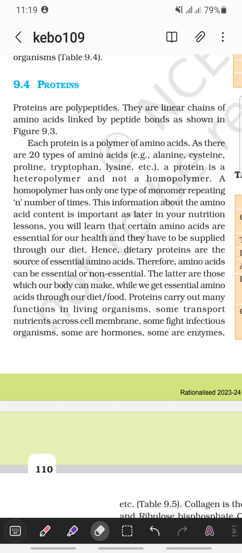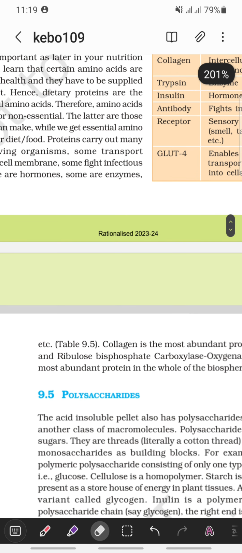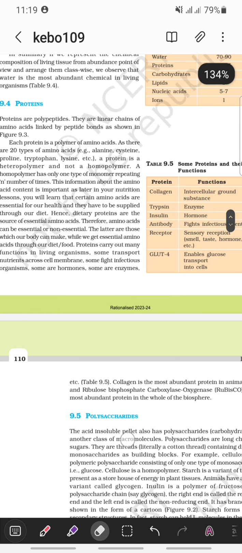Proteins carry out many functions in living organisms. Some transport nutrients across cell membrane. Some fight infectious organisms, antibodies. Some are hormones. Some are enzymes. Table 9.5.